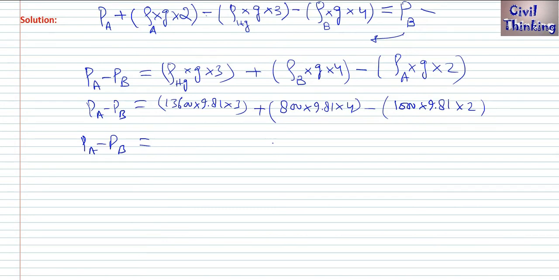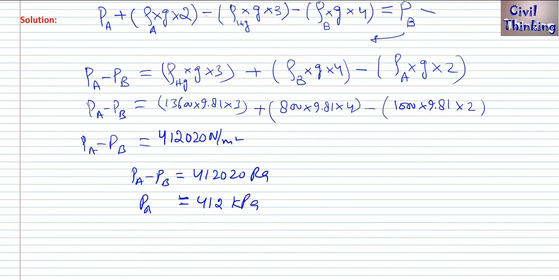I found the pressure difference between these two to be 412020 Newton per meter square, or PA minus PB is equal to 412020 Pascal, which is approximately equal to 412 kilopascal, right? So here we go, we find the pressure difference. Again we have used only those two rules, those two golden rules.